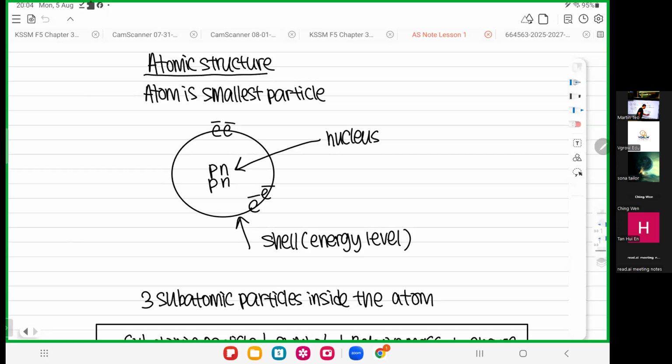Okay, so let's start with today's lesson. Today's lesson will be the first lesson of your Cambridge A-level chemistry. There are a few things that I want to make clear before we proceed.